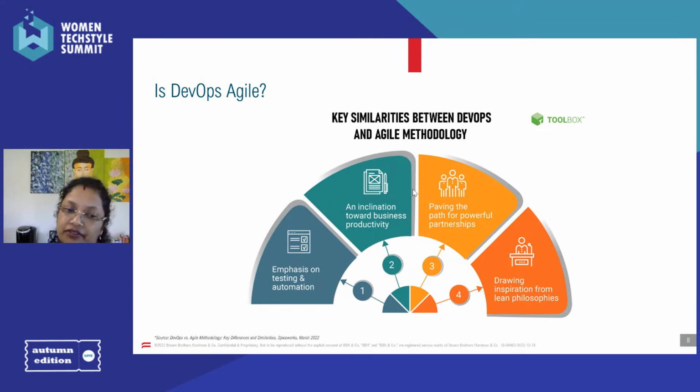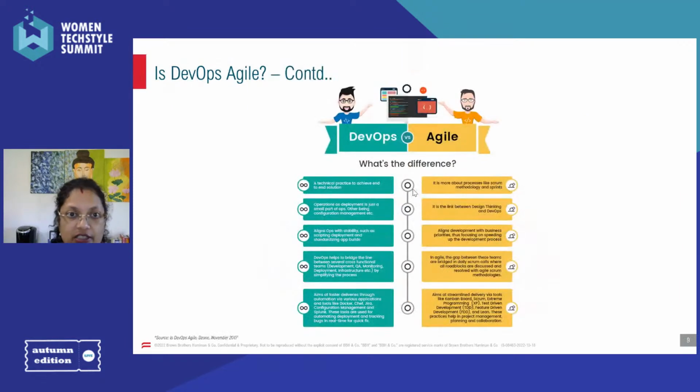methodology. They both emphasize testing and automation. They both incline towards business productivity, and they both support synergy between the teams or the partners, powerful partnerships. Then they both draw inspiration from lean philosophies, again the clean code, removing unnecessary code, bringing automation to a certain extent. Now, what are the differences between DevOps and Agile?